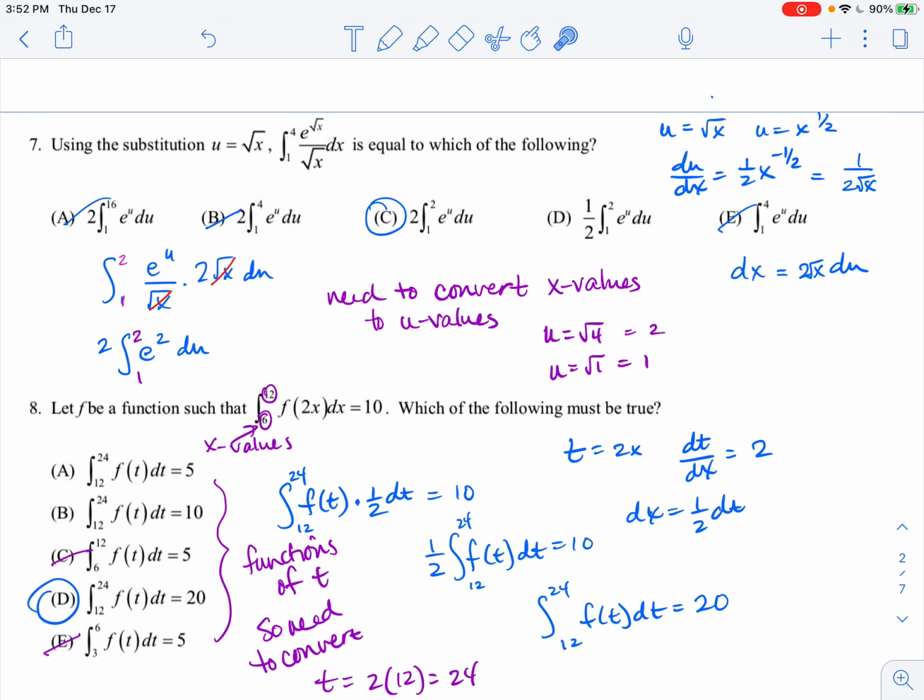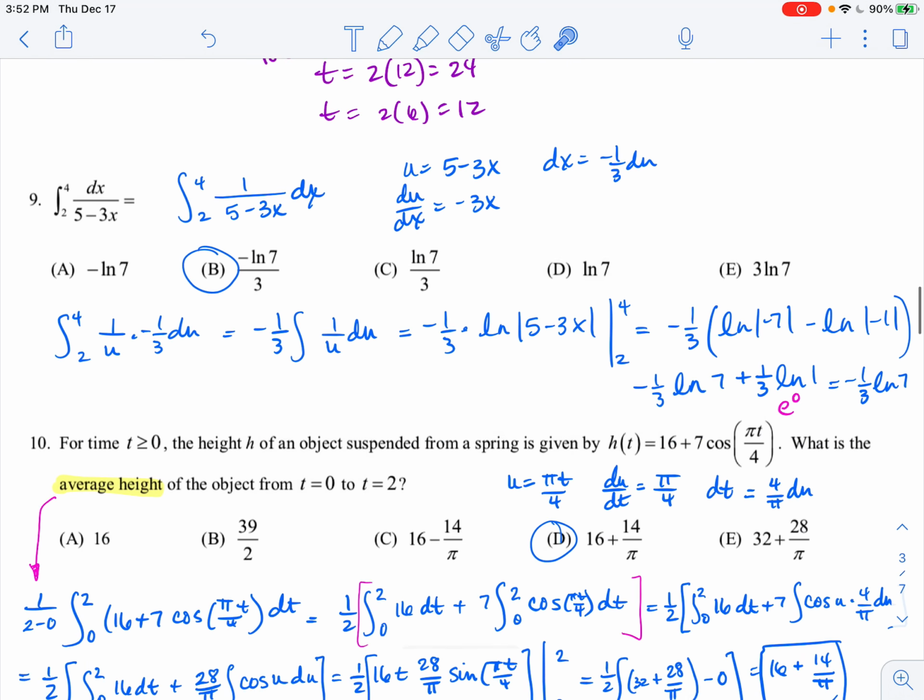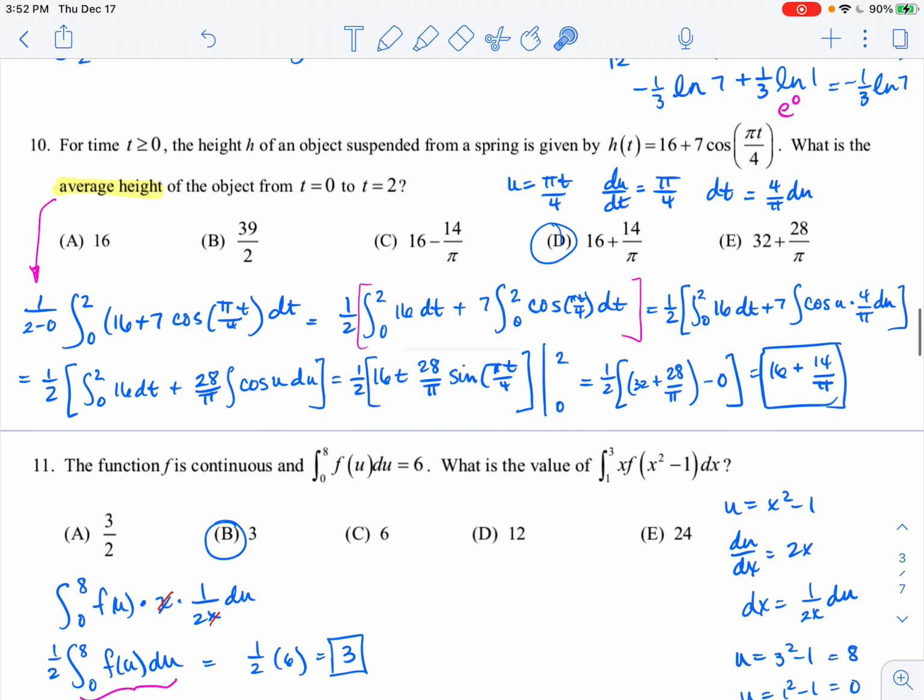Let's take a look at number 10 next. For time greater than or equal to 0, the height of an object suspended from a spring is given by this function. And it looks pretty complicated. Already I'm thinking, okay, I've got an inside function right here. What is the average height? That means I'm going to be multiplying by 1 over b minus a in front of my integral sign from a time of 0 to 2.